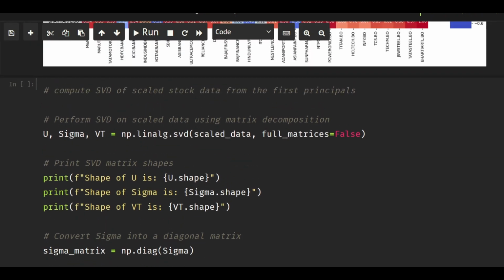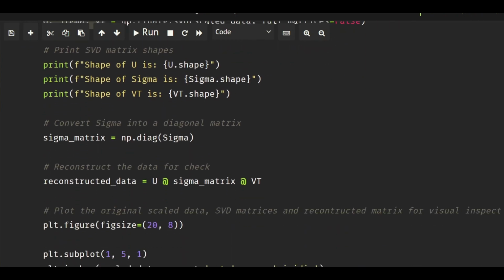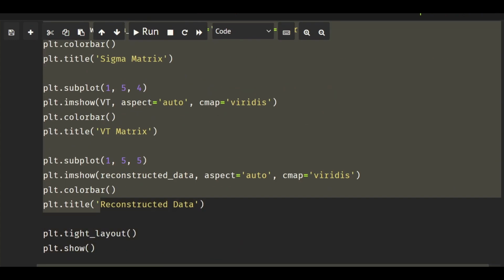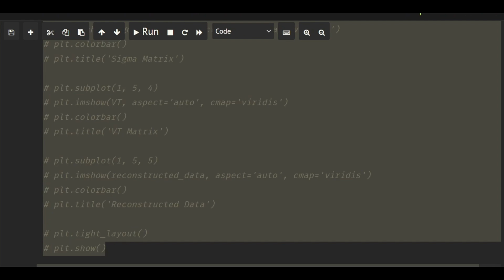Starting from the first principles, if you remember, I have taken this scaled data, and now I am doing the singular value decomposition on this data, which will generate these 3 matrices. And then I'm going to, firstly, let's see what's the shape of this data.